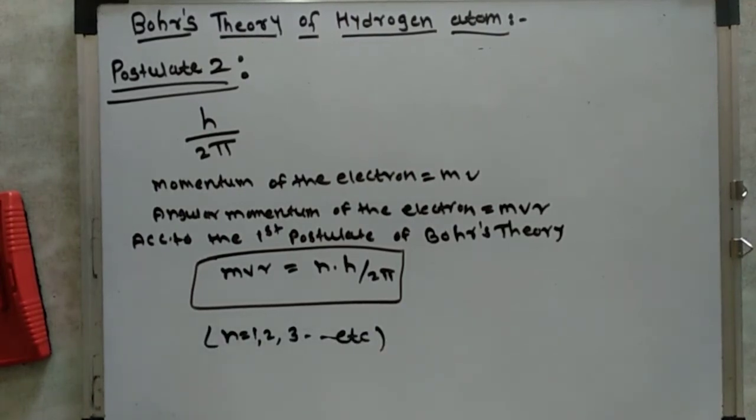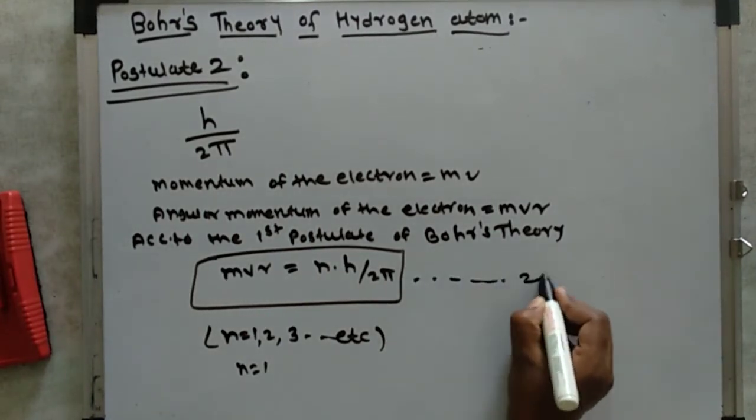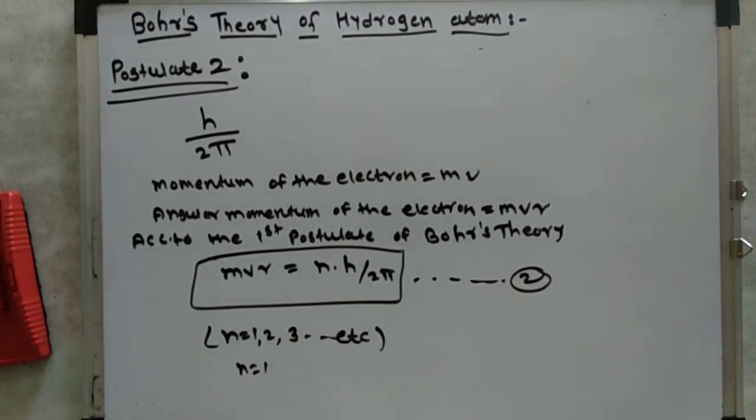n is called the principal quantum number. For the innermost orbit, n is equal to 1. This is equation number second.